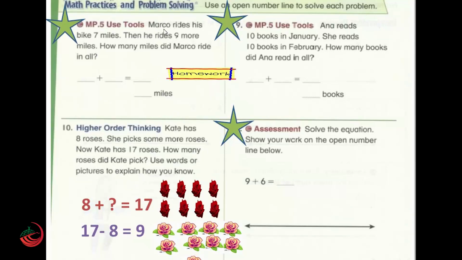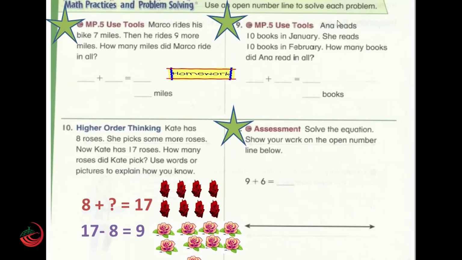So here Marco rides his bike 7 miles. Then he rides 9 more miles. How many miles did Marco ride? So here we will have 7 plus 9. And we will have a number line here. We will start from 7 or from 9, and we will jump twice before we know how many. And we will count on with our fingers too. Okay? And then we will write here how many, and here miles. How many miles did Marco ride in all?